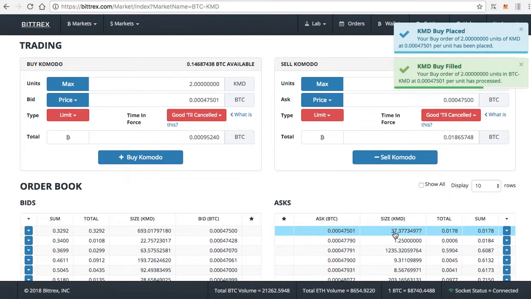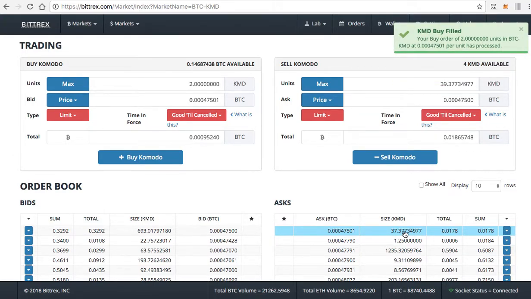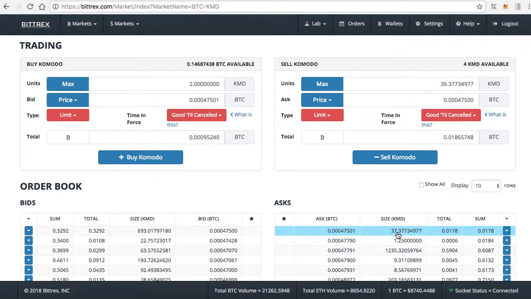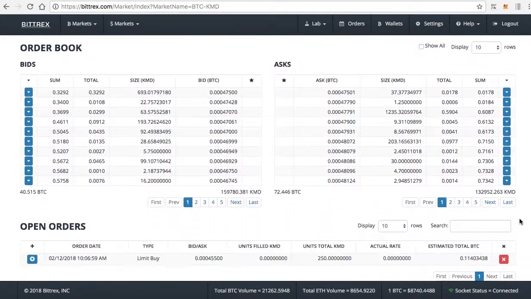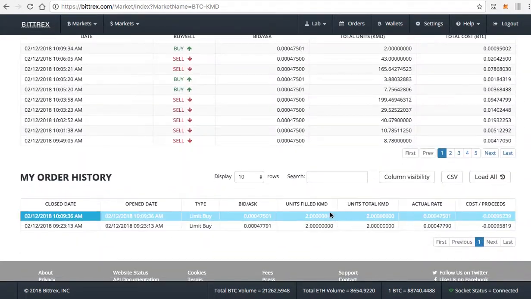So I just bought 2 of the 39 that were in this order. You can see it just went down to 37. It was 39. We just bought those 2, okay? You go down here and you will see that order was just filled, okay? So I bought 2 Komodo.